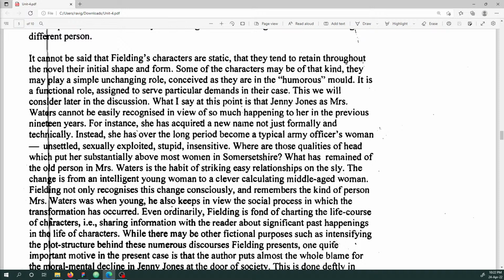What has remained of the old person in Mrs. Waters is the habit of striking easy relationships on the sly. The change is from an intelligent young woman to a clever, calculating middle aged woman. Fielding not only recognizes this change consciously and remembers the kind of person Mrs. Waters was when young. He also keeps in his view the social process in which the transformation has occurred.